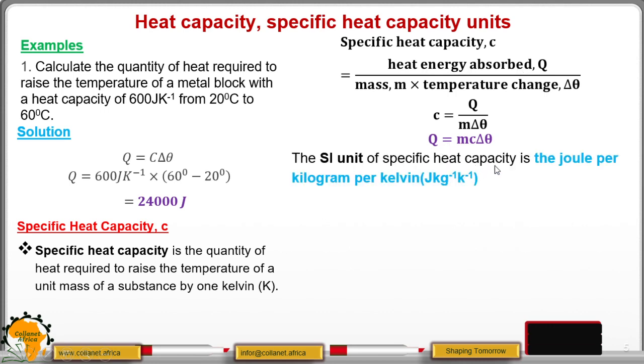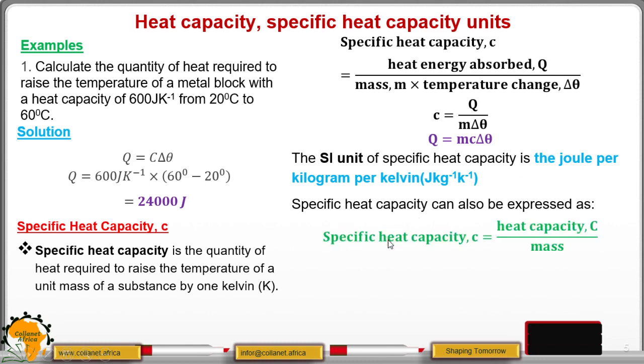The SI unit of specific heat capacity, as shown here, will be joules because of the energy, then per kg because of the mass, per Kelvin due to change in temperature. That is joules per kilogram per Kelvin, and this is the symbol. Then from there, specific heat capacity can also be expressed as follows. That is, specific heat capacity is equal to heat capacity, capital C, divided by mass, which implies that heat capacity will be given by specific heat capacity, small c, multiplied by mass.